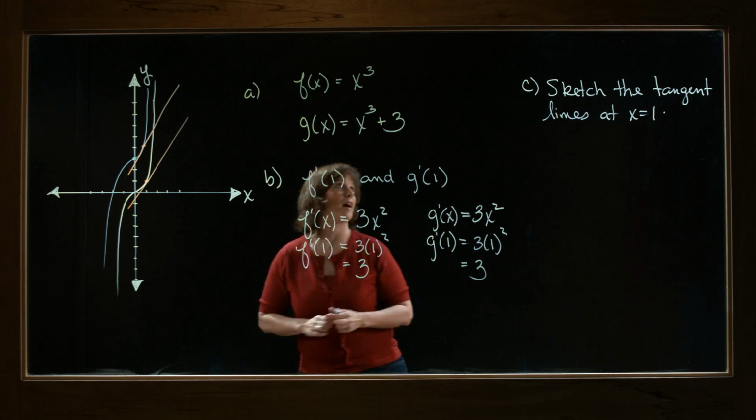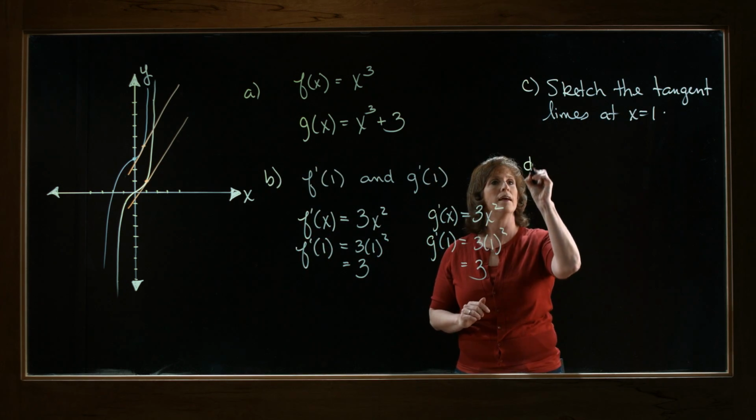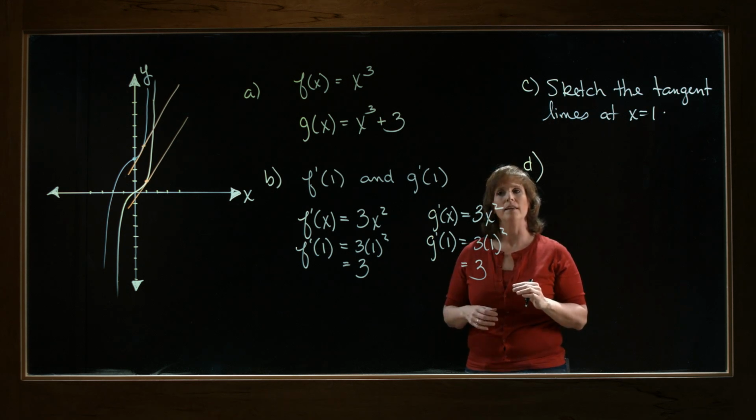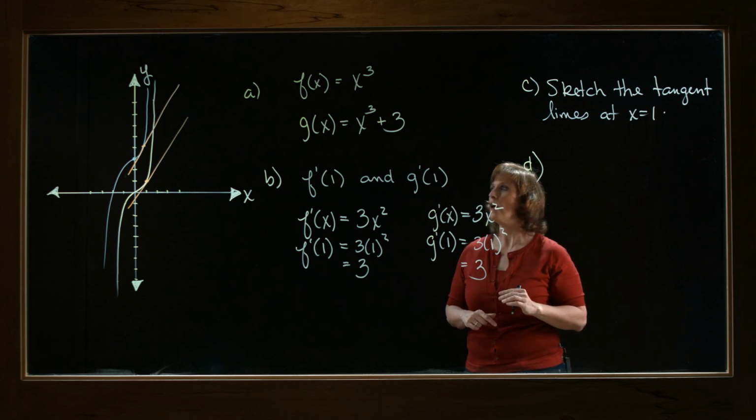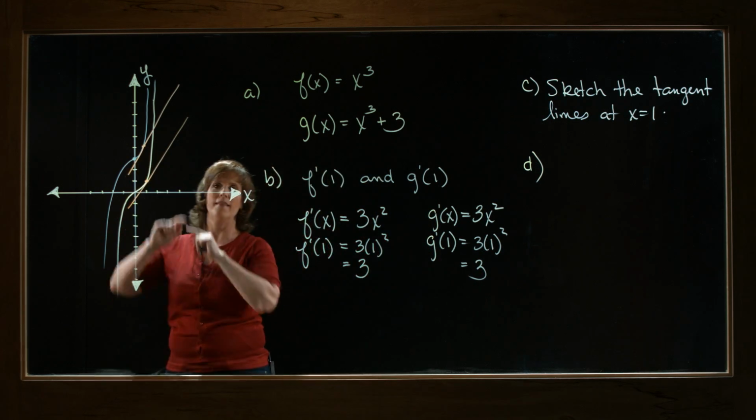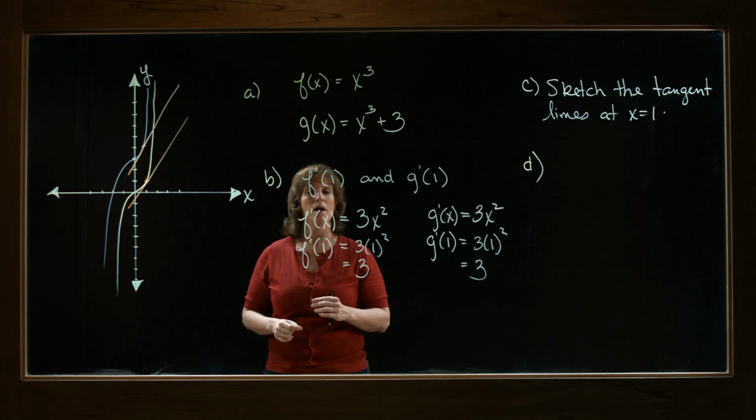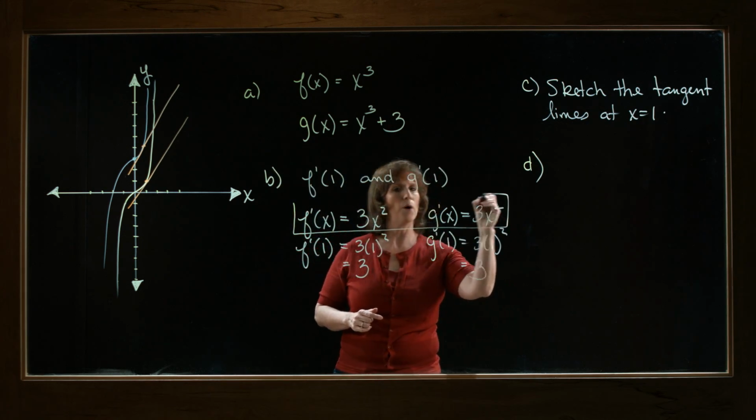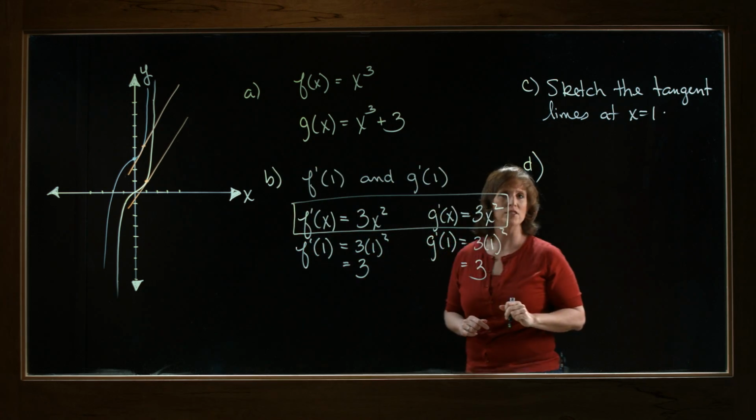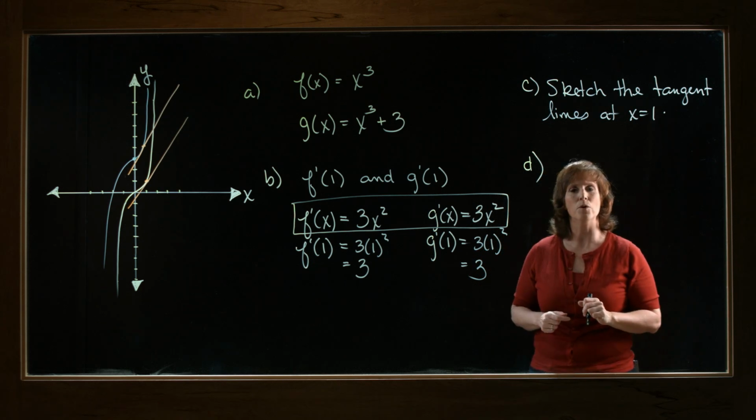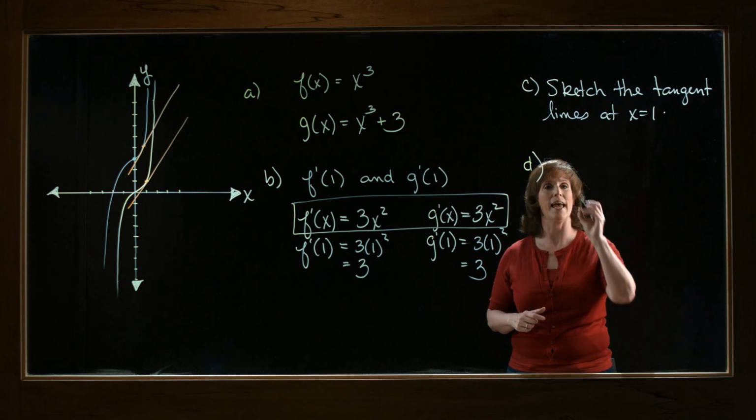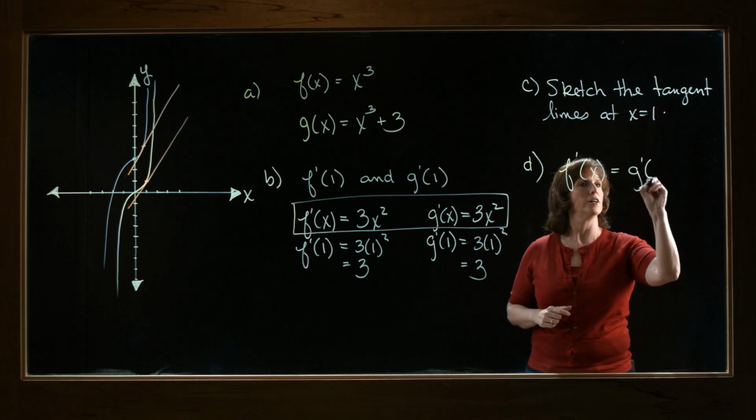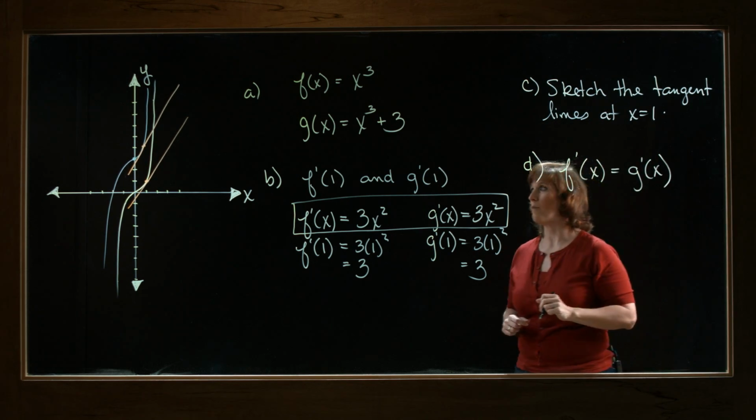The last part of the problem really just wants us to show a relationship between f prime and g prime. Well, we know that at x equals 1, they have the same slope, and so they're equal to each other. But look at the derivatives. Both of them are 3x squared. So it doesn't matter what the input was, the derivatives were always going to be the same. So f prime of x is always going to equal g prime of x for this particular problem.